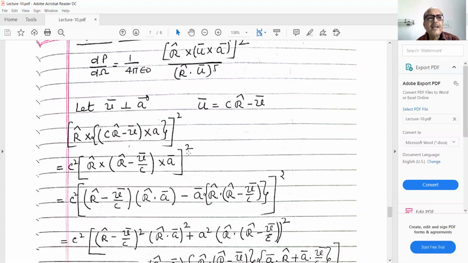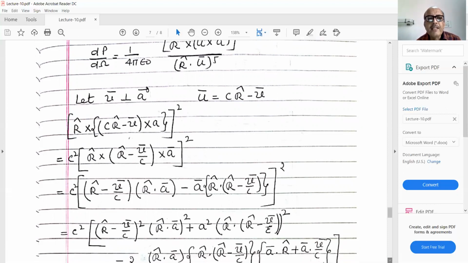There are ways of doing this. What you can do is apply the BAC minus CAB formula first of all. Although I have taken this square, that square is here also. For a cross (b cross c), b is (r cap minus v over c), and by BAC, it is (r dot a) minus c comes here. So c into, and then r cap dot inside the bracket, we have (r cap minus v over c). And then after simplifying this, we will take the square.